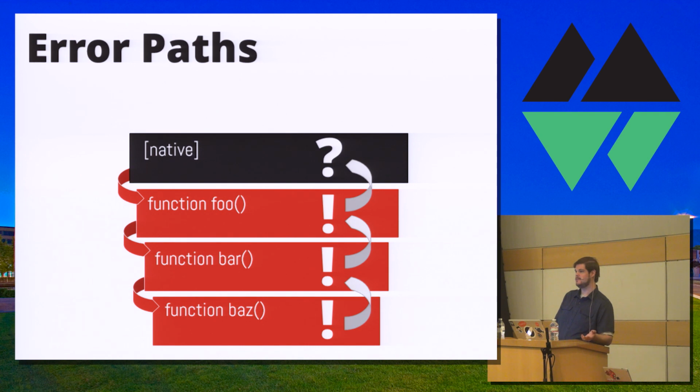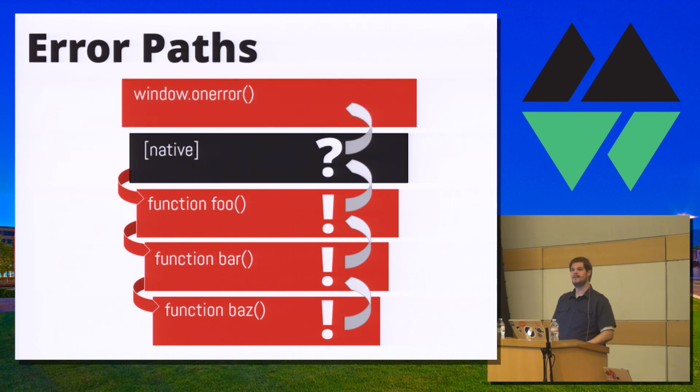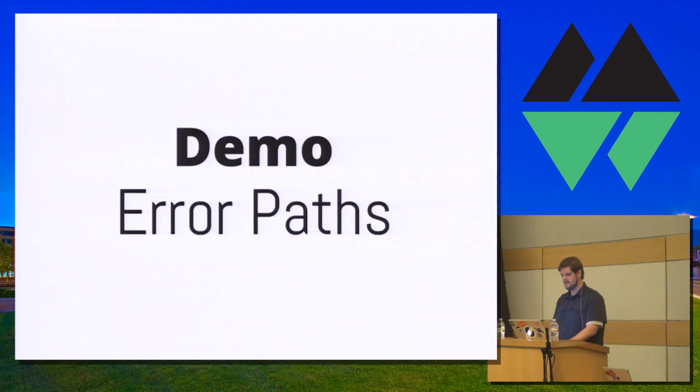Anybody know what the native code does? Window on error. It doesn't know what else to do with it. At that point, if it made it all the way back to the native code, nobody handled it. Baz didn't catch it, bar didn't catch it, foo didn't catch it. It bubbles all the way out to native. Native doesn't know what to do with it. It says, hey, is there anything here on window on error to catch this thing as a last resort? And we can see this in a demo.